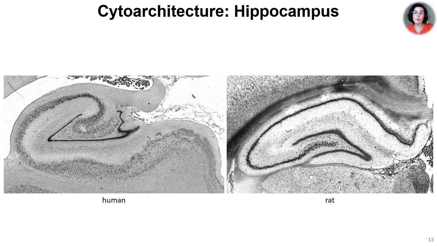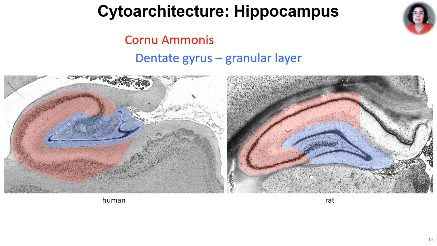When we zoom into the human and rat hippocampi, however, we can see a great deal of similarity, although there are some differences as well in cytoarchitecture. In both species, the cornu ammonis region, highlighted in red, wraps around the dentate gyrus, highlighted in blue. The granular layer of the dentate gyrus, which contains the cell bodies of the principal cell type in this region, is comparable in width and packing density in both species.